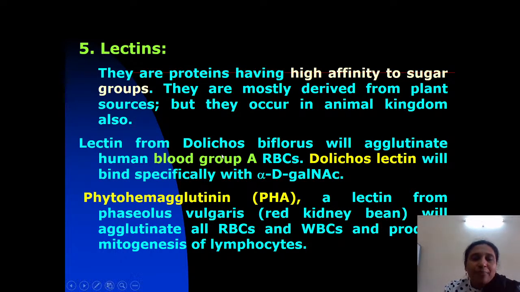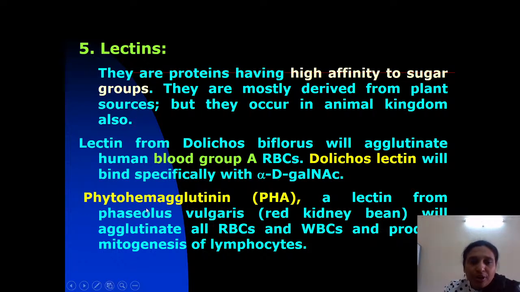Lectin from Dolichos biflorus will agglutinate human blood group A1 RBCs. Please note that the Dolichos lectin binds specifically to alpha-D-N-acetyl galactosamine, a carbohydrate mucopolysaccharide.